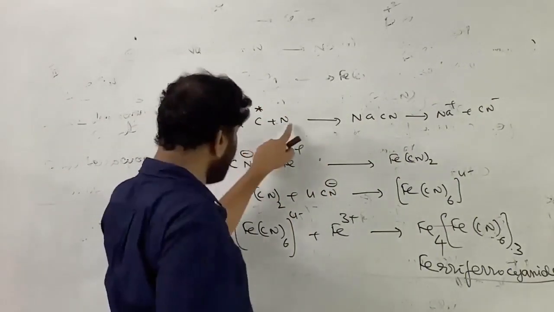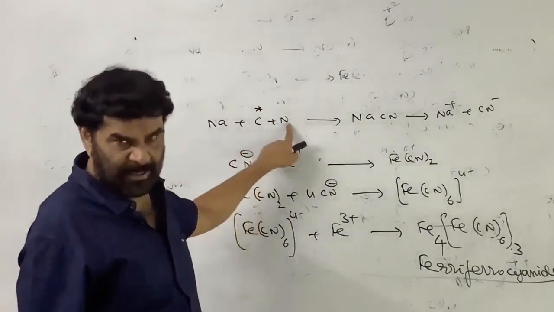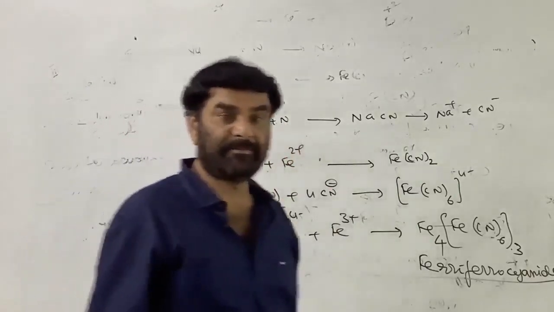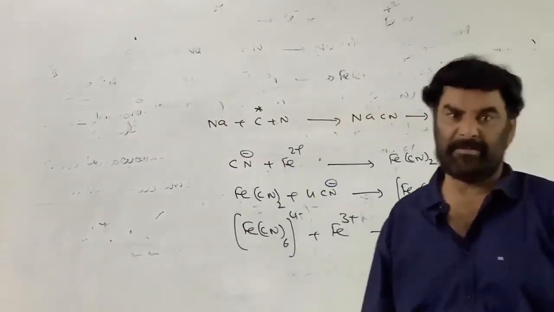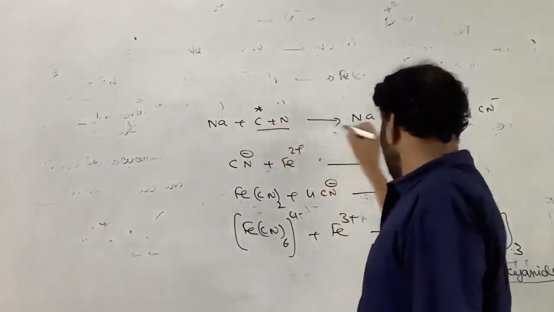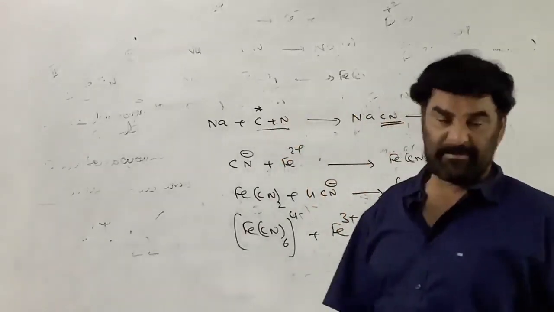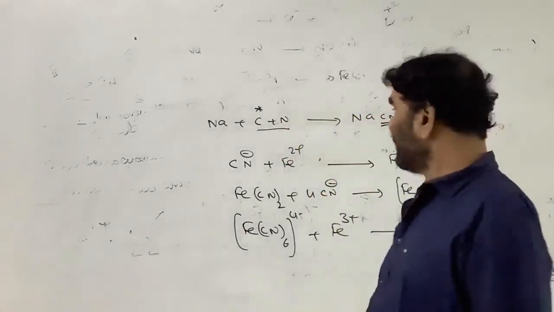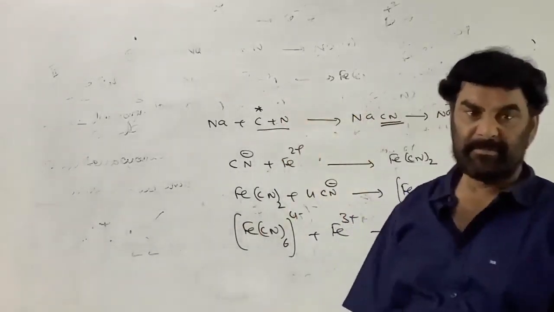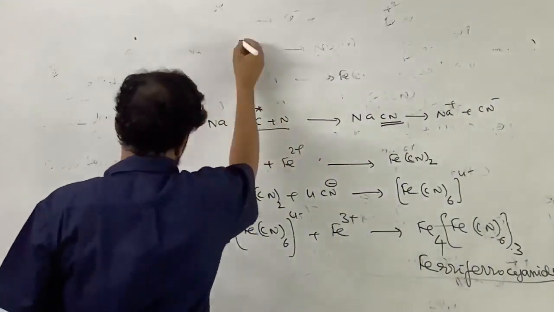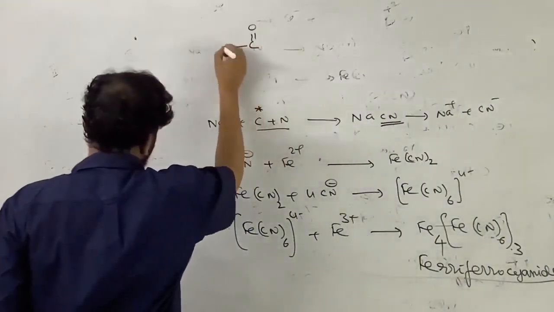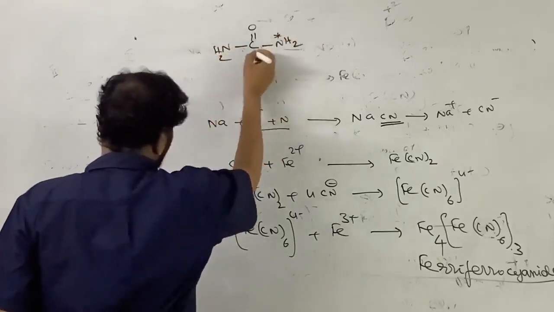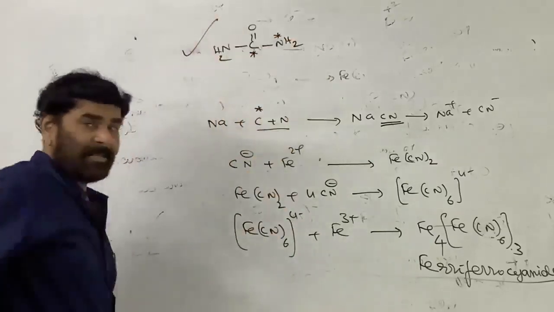for this test the organic compound should contain nitrogen as well as carbon. It should contain carbon also, because it has to finally convert into the cyanide ion. To form the cyanide ion, it should contain carbon. So if you take urea, CO(NH2)2, this contains nitrogen as well as carbon, therefore it gives the Lassaigne's test.